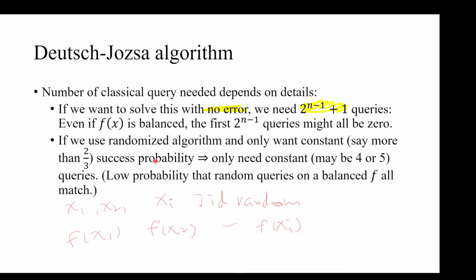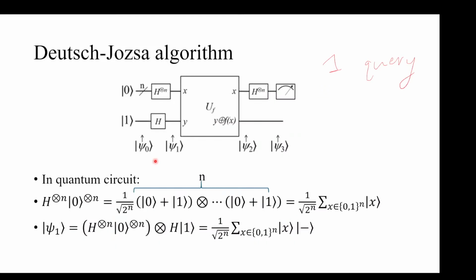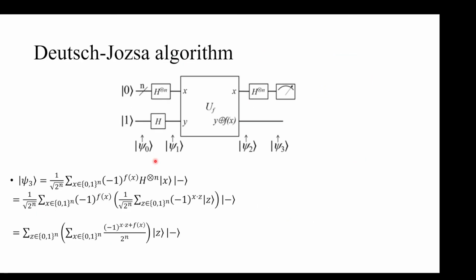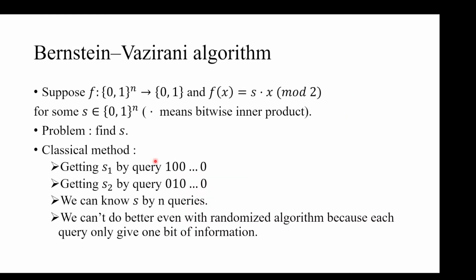Now we want a separation between quantum and classical algorithms even for randomized algorithms, and that gives us the Bernstein-Vazirani algorithm. Before we describe the algorithm, we should state the problem. Once again, this is a promise problem.